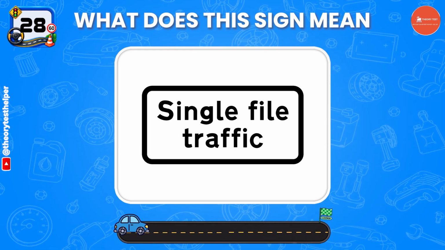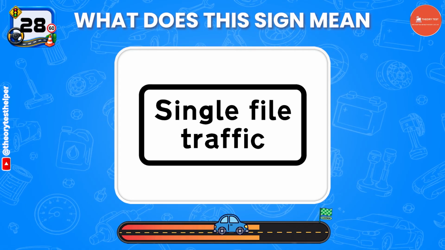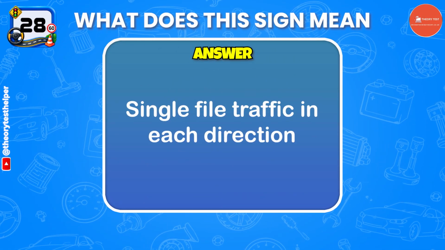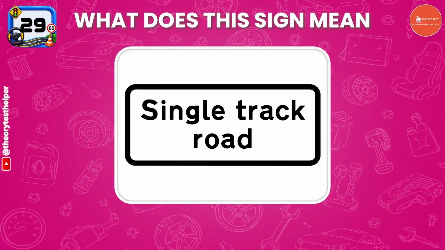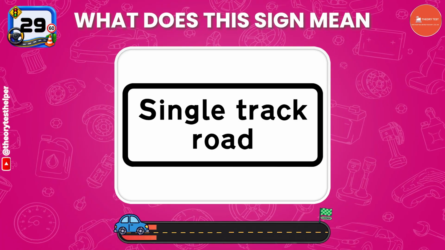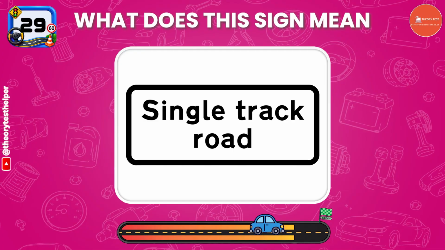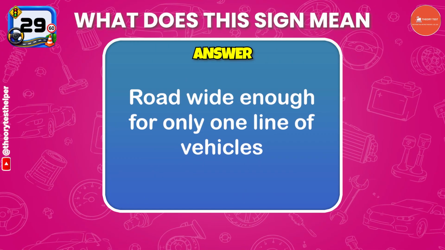How should vehicles drive past this sign? Single file traffic in each direction. What type of road is indicated here? Road wide enough for only one line of vehicles.